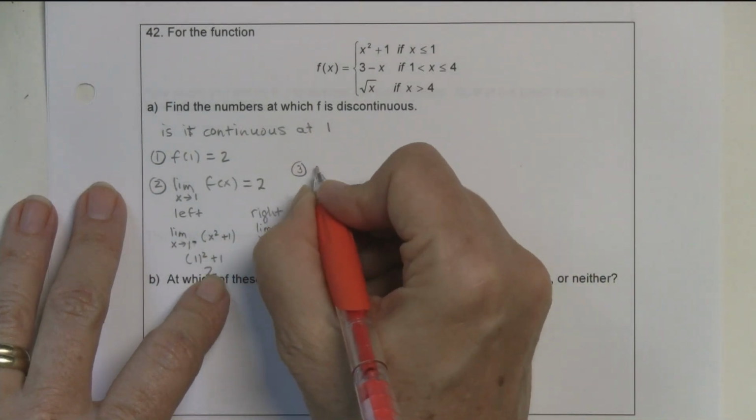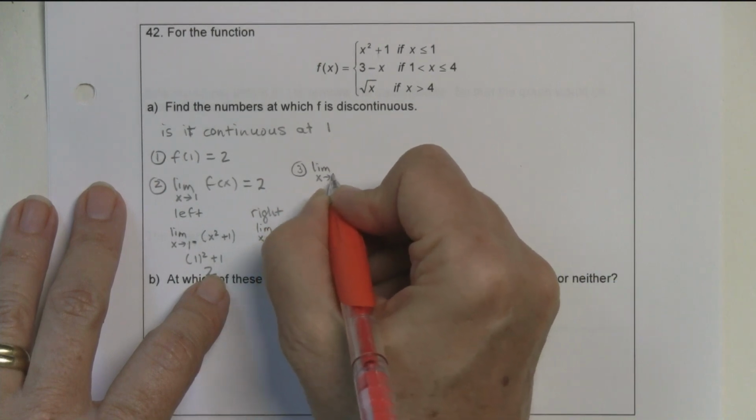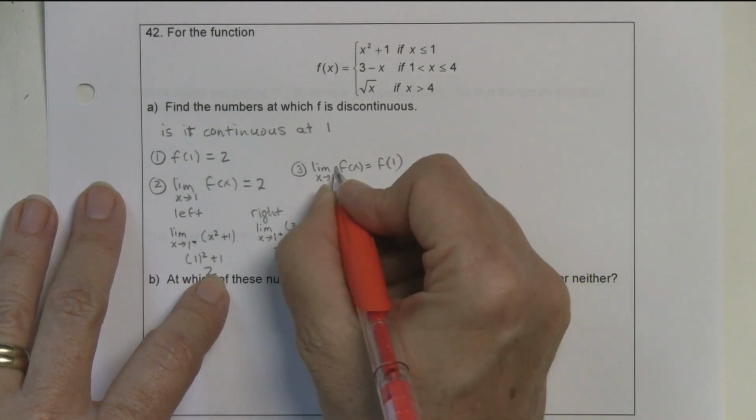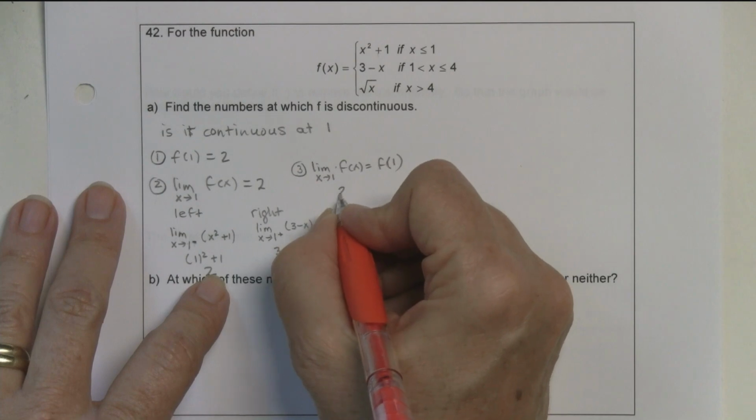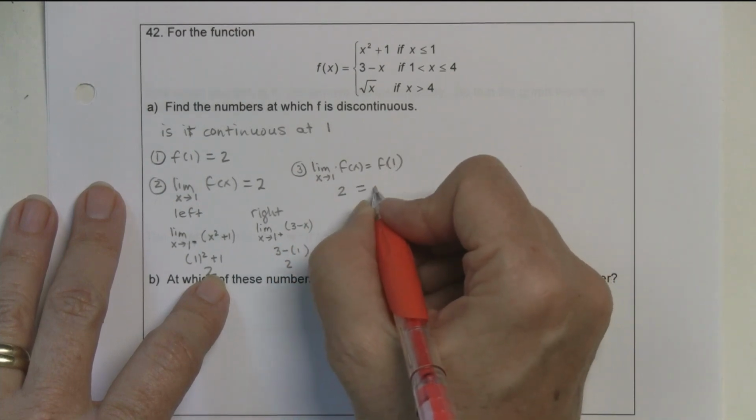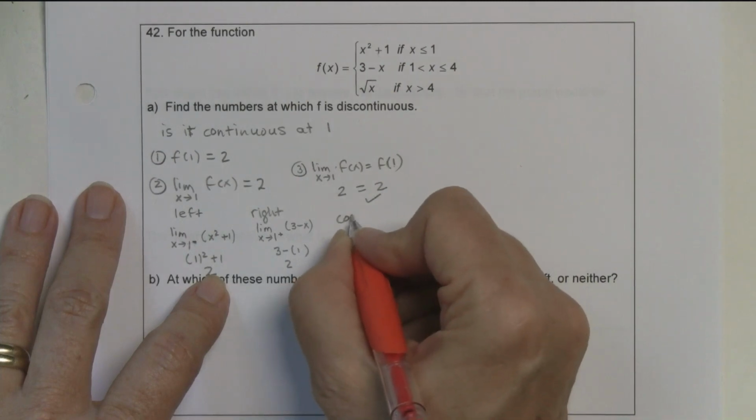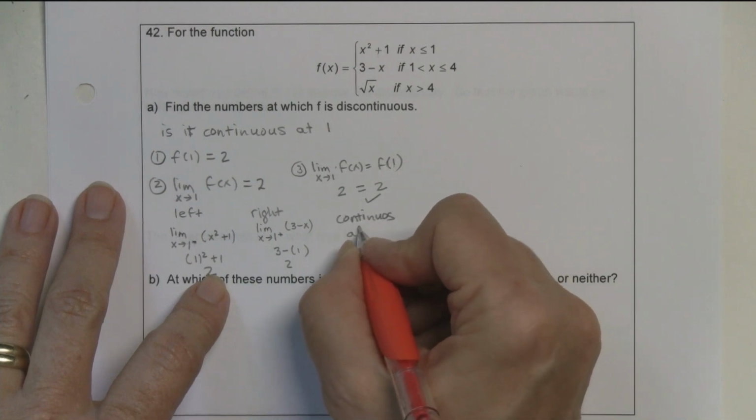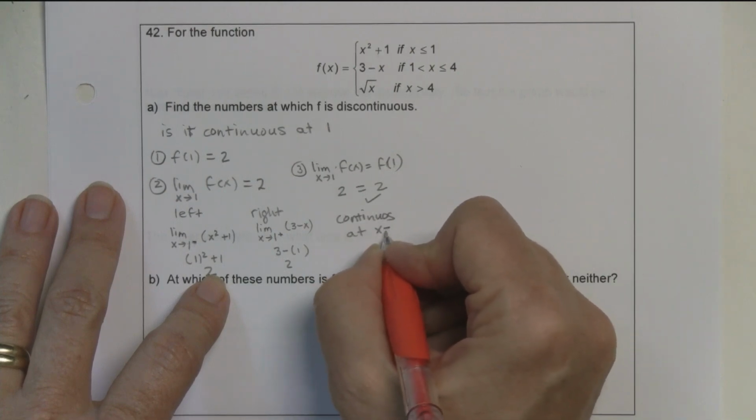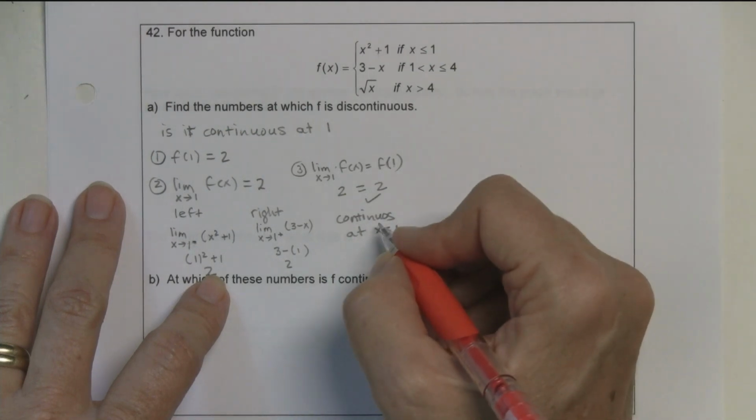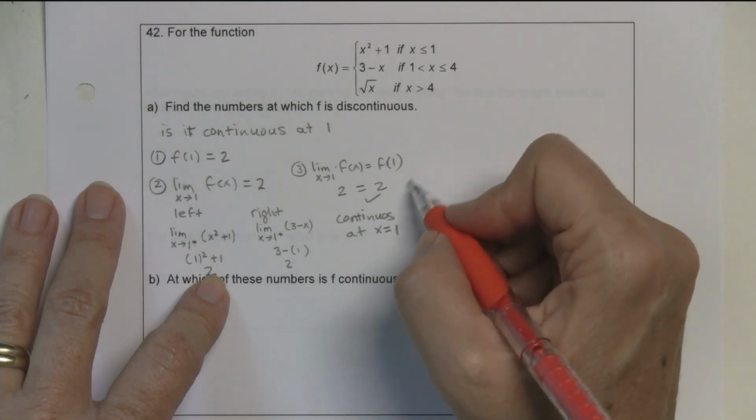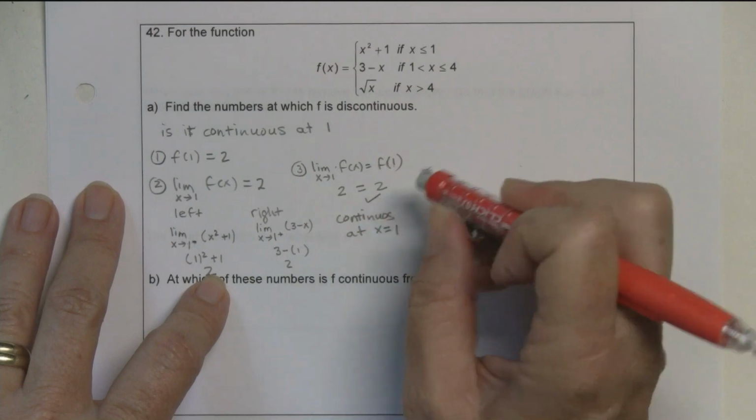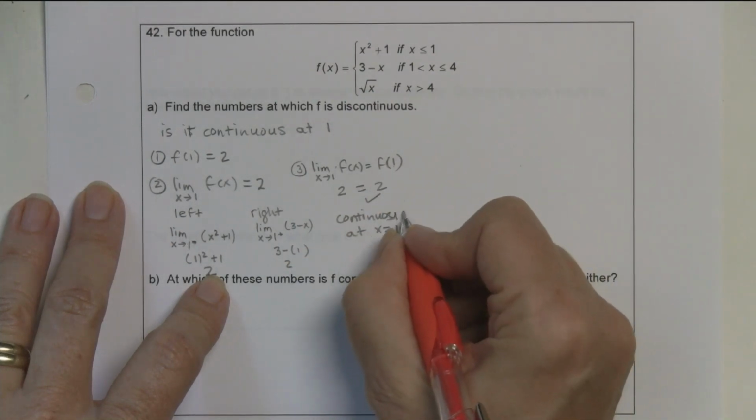And part 3 is the limit as x goes to 1 of f of x equal to f of 1. And we found this in part 2, which was coincidentally 2. And we found this in part 1, which was 2. So it's true. So it's continuous at x equals 1. I've spelled continuous wrong. I have one less u in it than I should have had.